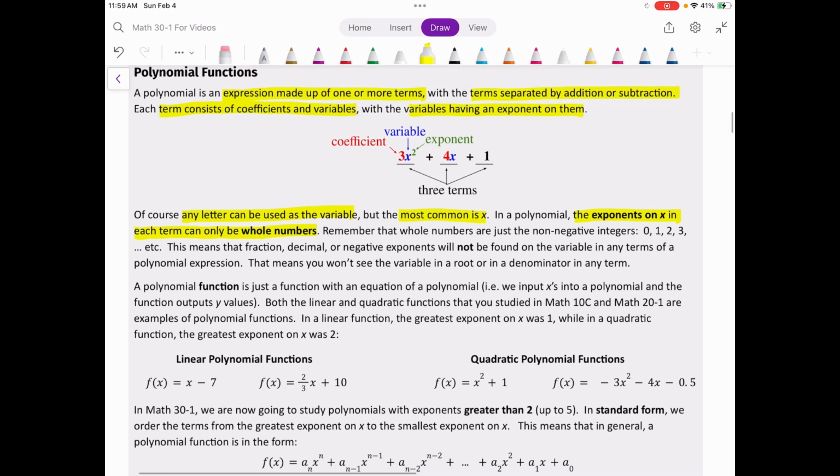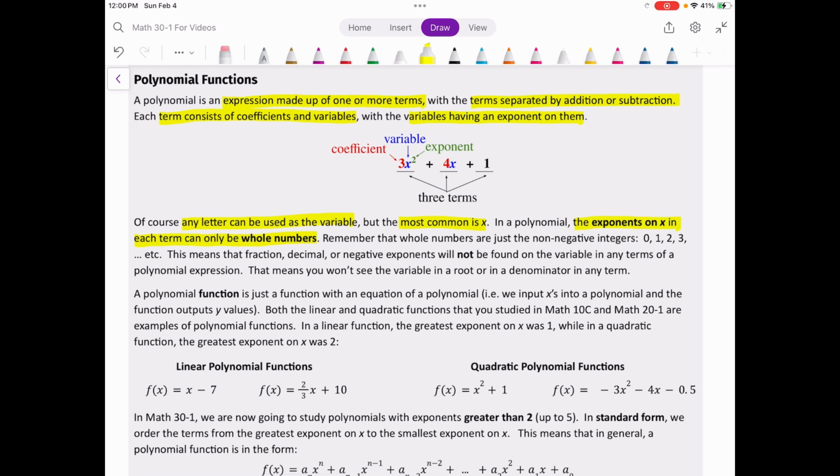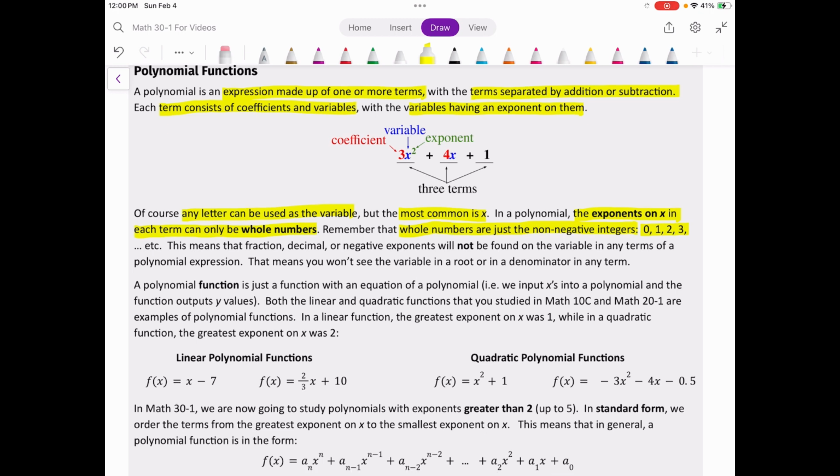But you do not see x to the power of 1/2 or x to the power of -5, right? It's the whole numbers. Remember, whole numbers are just the non-negative integers. So that's 0, 1, 2, 3, 4, 5, 100, right? But not 1.2 or 3.5. Fraction, decimal, or negative exponents will not be found on the variable in any terms of a polynomial expression. If it does have that, well, then it's not a polynomial, right?